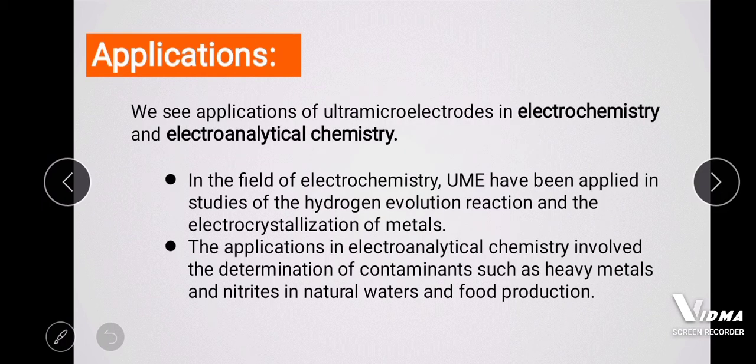Part 5 is the application of ultra micro electrodes. We see applications of ultra micro electrodes in electrochemistry and electroanalytical chemistry. Firstly, we will see the application of ultra micro electrodes in electrochemistry. In the field of electrochemistry, ultra micro electrodes have been applied in studies of the hydrogen evolution reaction and the electrocrystallization of metals. The application in electroanalytical chemistry involves the determination of contaminants such as heavy metals and nitrates in natural water and food production.